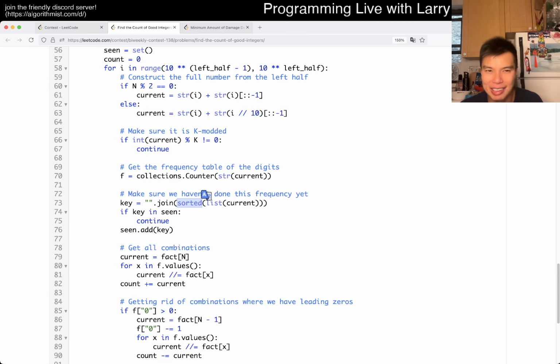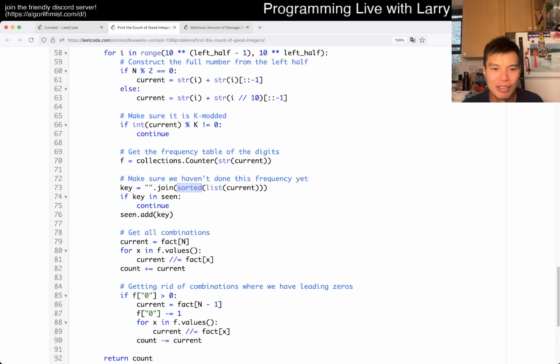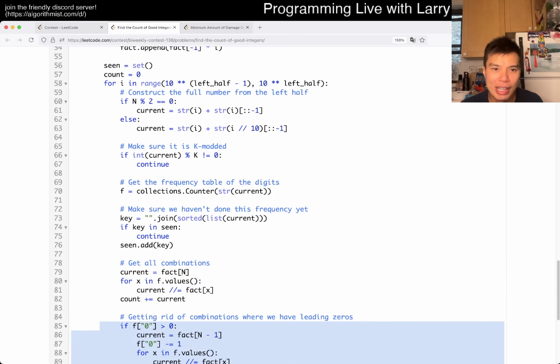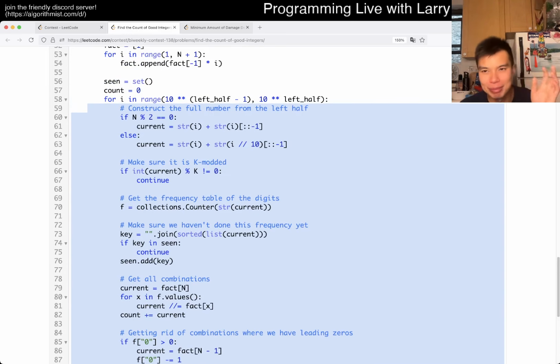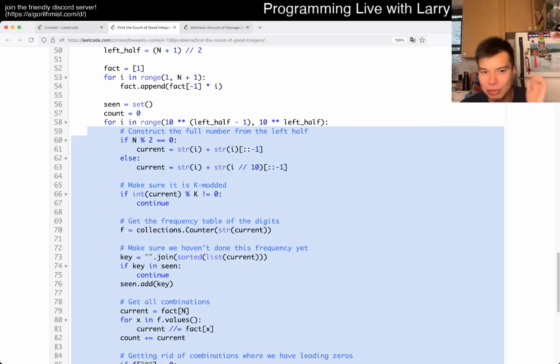Sorting, I know it's 10 log 10, but O of 10-ish, right? This is O of 10-ish. This is O of 10-ish. So everything here is very cheap. So it's on the order of about, I want to say a million times whatever. So that's why this is fast enough.